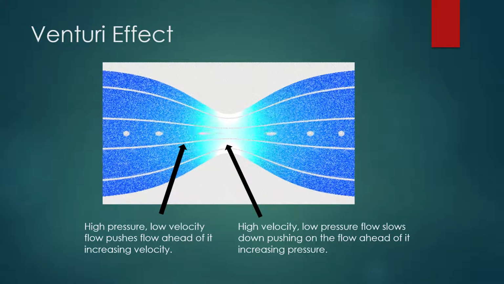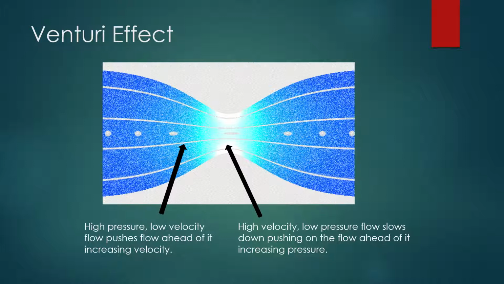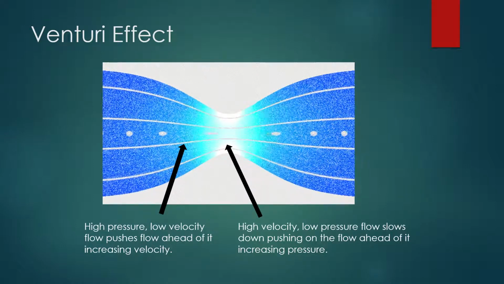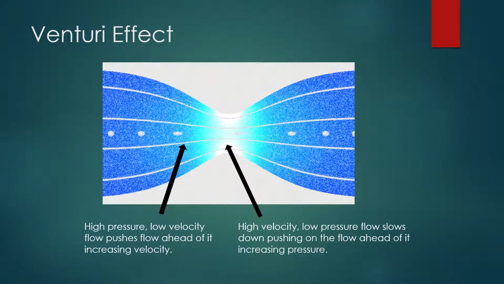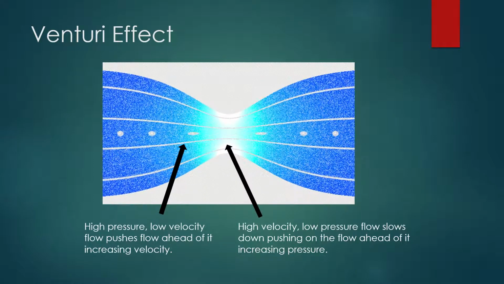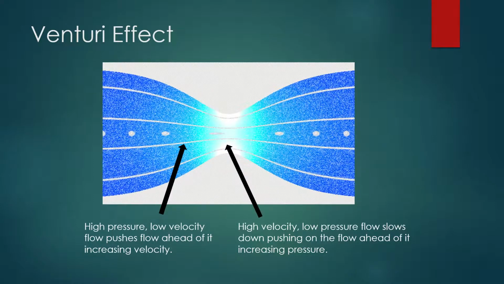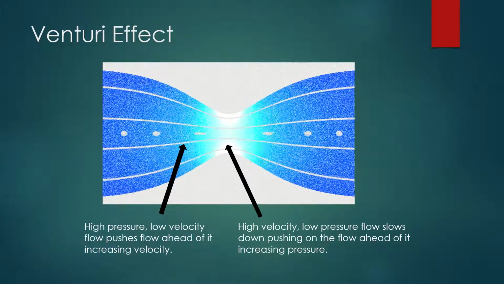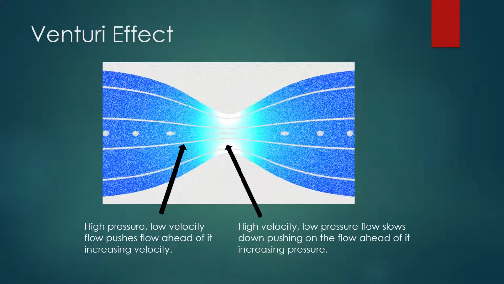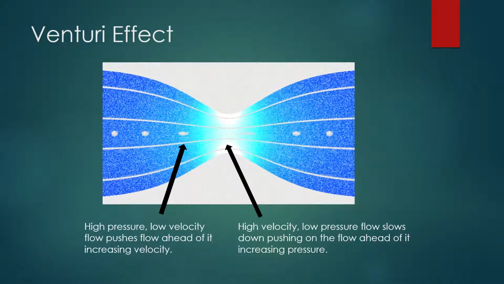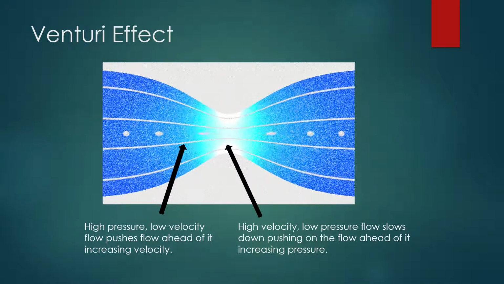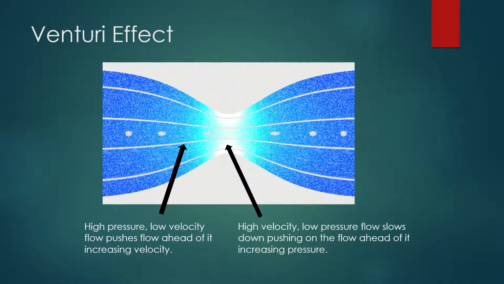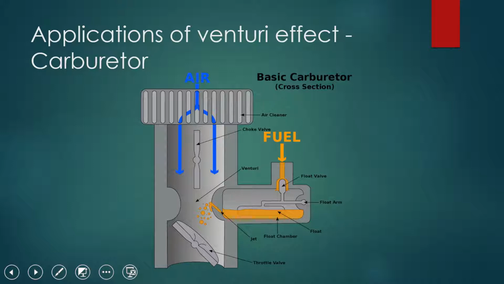So as we can see in this animation, we have high pressure, low velocity fluid that pushes the flow ahead of it, increasing the velocity. Okay. So the pressure energy is being converted into velocity through the smaller section of pipe. And then, of course, that velocity slows down and imparts that energy back into pressure upstream. So what are the applications of this?